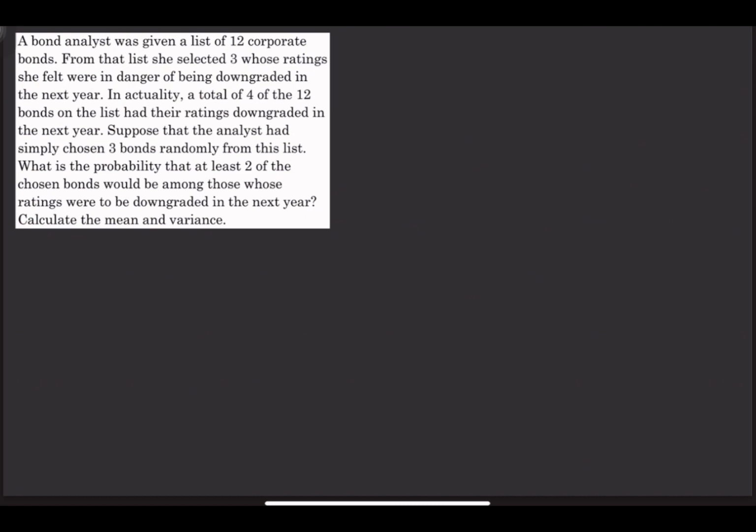Right, let us analyze this point by point. Let me just recap the formula here. Probability x equals x is R choose x, N minus R choose n minus x, divided by N choose n. So there is a list of 12 corporate bonds. It means the total number of elements in the population, big N, equals 12. From that list, you selected 3 whose ratings you felt were in danger of being downgraded next year. That means there are 3 trials, so our small n is going to be 3.